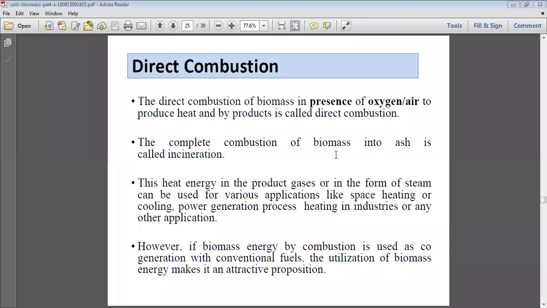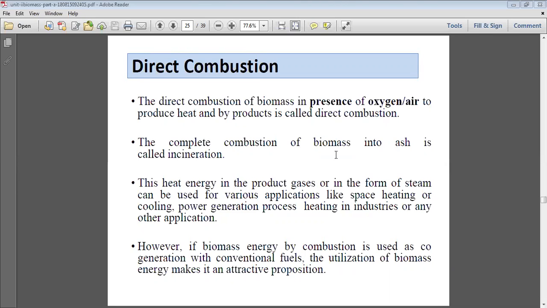So we were discussing direct combustion. Direct combustion of biomass in the presence of oxygen or air to produce heat and byproducts is called direct combustion. Out of this, the byproducts are basically the heat we are getting, plus we are also getting some other byproducts like ash or unburnt particles. So this process is known as direct combustion.